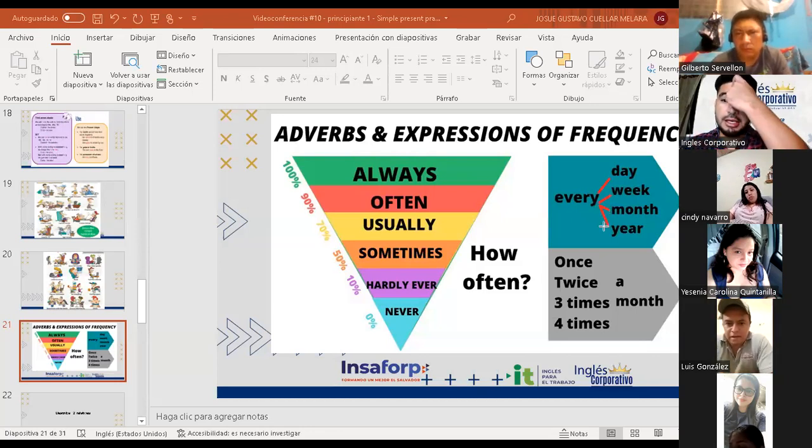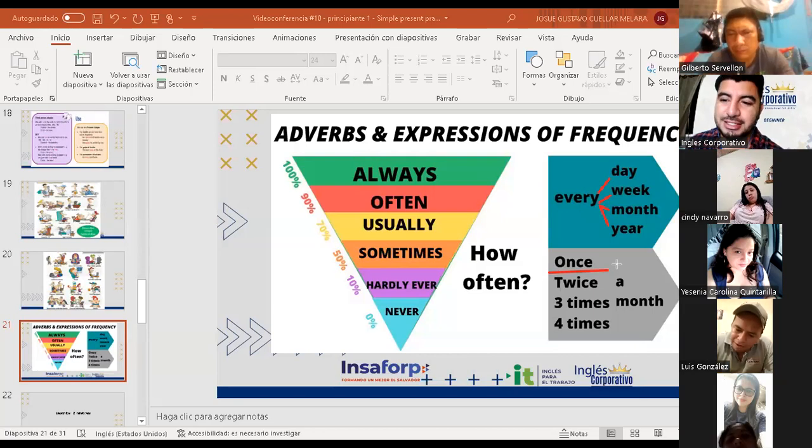¿Ok? Y tenemos lo otro que es once. Aquí no se dice once. Once, que significa una vez. Twice, dos veces. Three times, tres veces. Y four times, cuatro veces.